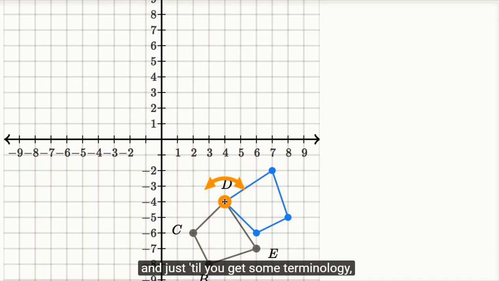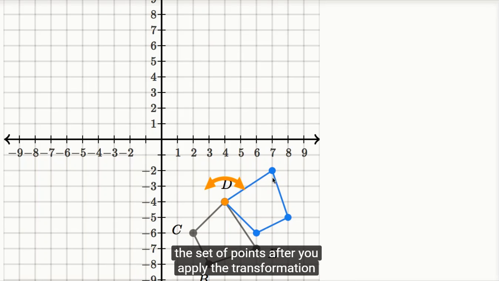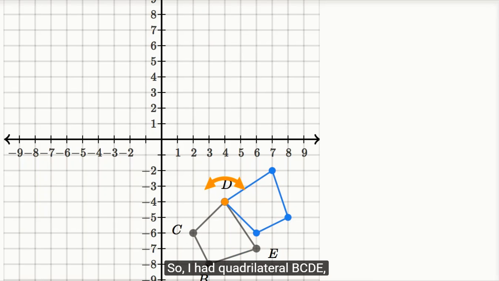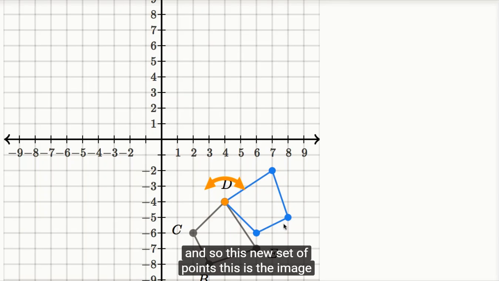And just so you get some terminology, the set of points after you apply the transformation is called the image of the transformation. So I had quadrilateral BCDE. I applied a 90-degree counterclockwise rotation around the point D. And so this new set of points is the image of our original quadrilateral after the transformation.